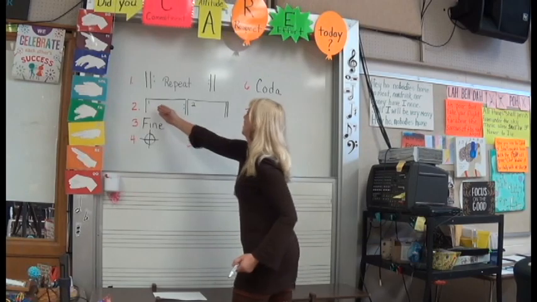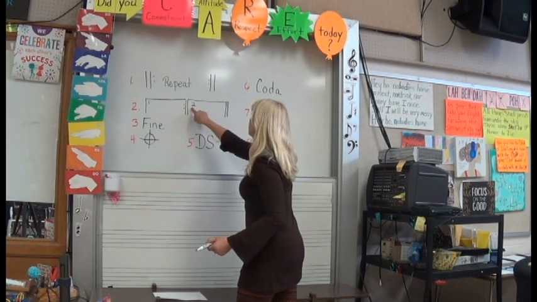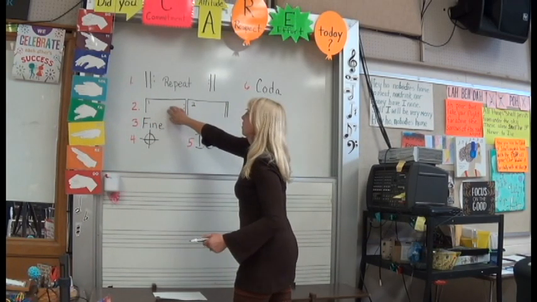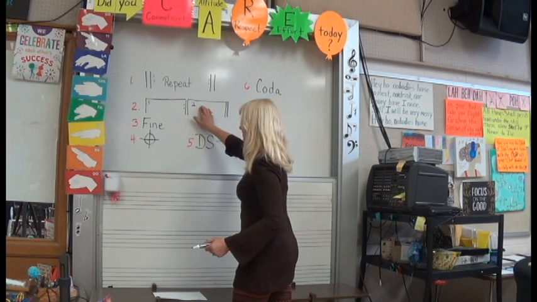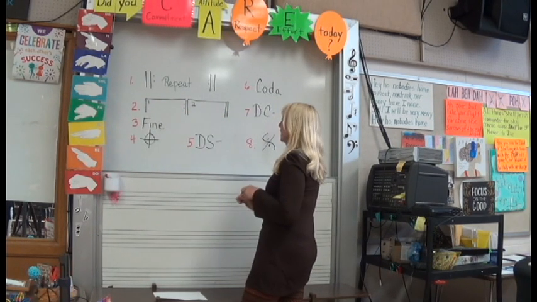Okay, number 2. Now, you have a 1 and then a repeat. So that means you're going to go back. And a 2, when you come back here, you're going to go to the second ending. These are called first and second endings. What's it called? Right, first and second endings.